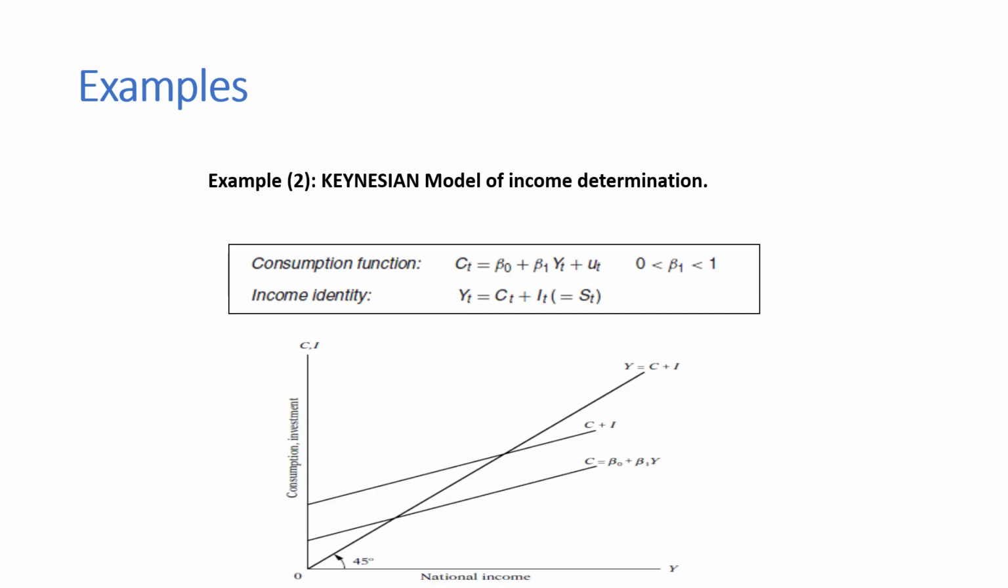Now, this is another example representing simultaneous equations, which is the Keynesian model of income determination.